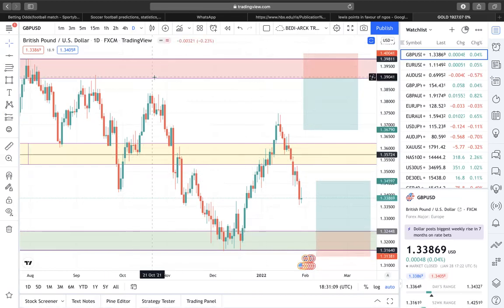So step 1, mark your levels: support, resistance, mid-level, or the 50% level. Step 2, mark your zones: your demand, your supply, your golden zone. Is that okay? Now the third process, the third confluence, is waiting. What are you waiting for? You are waiting for price to come to your zone.